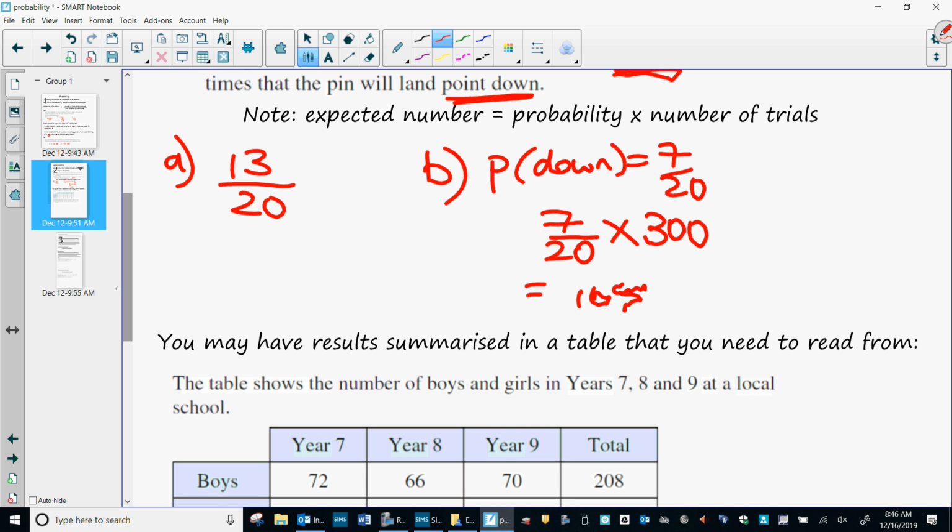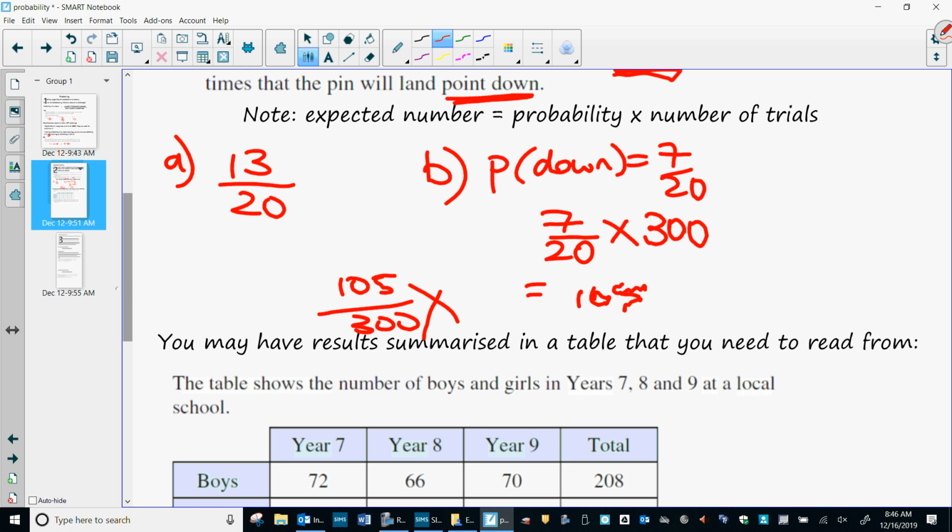But no, this is a number. Do not write 105 over 300, because that's not your answer. That's a fraction. So it's 105 times that you would expect this to happen. I see all the time people write this, and you have to mark it wrong, because that is not how many times we expect it to happen. If you wrote the words out of 300, that's very different. But just writing it as a fraction is incorrect. You happy with the difference?